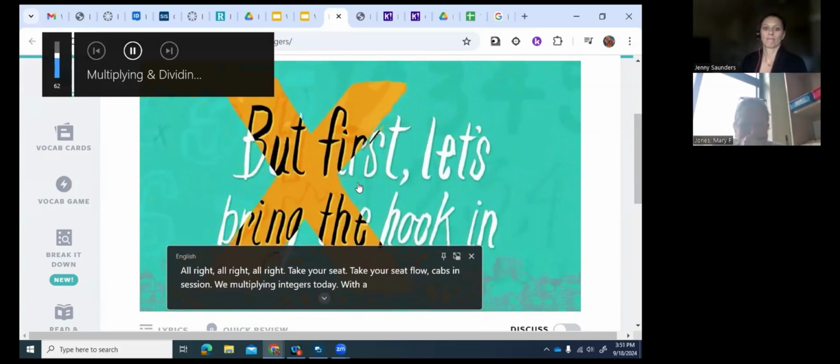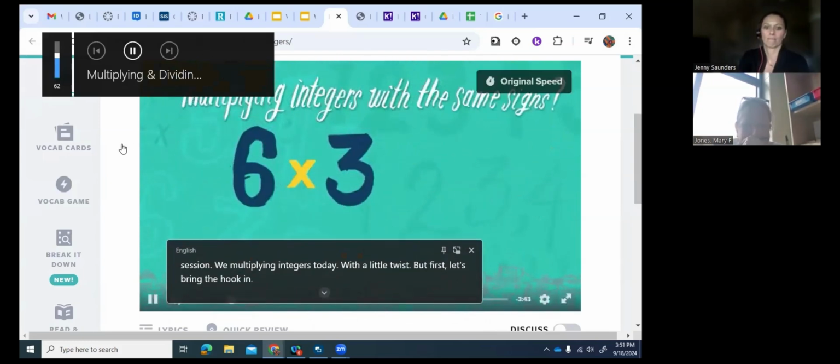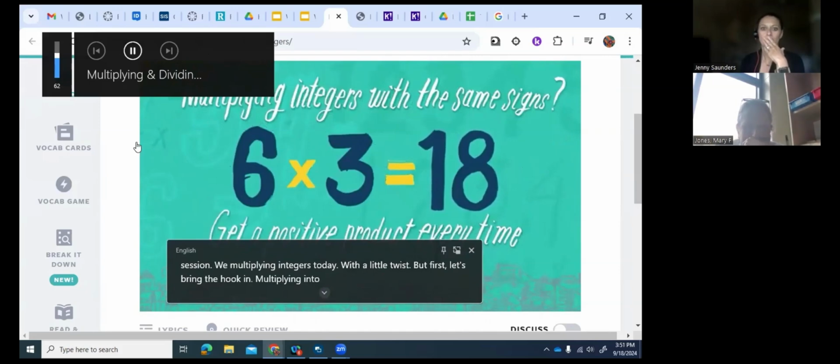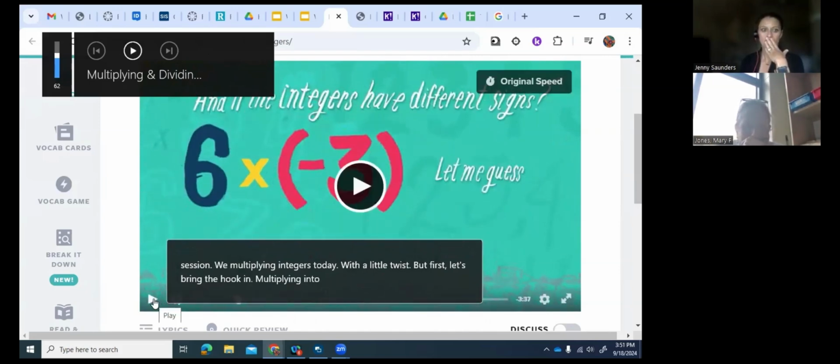But first, let's bring the hook in. Multiplying integers with the same sign, get a positive product every time. And if the integers are different signs... I'm not going to torture you with all of that, but again, it has the rhyme.